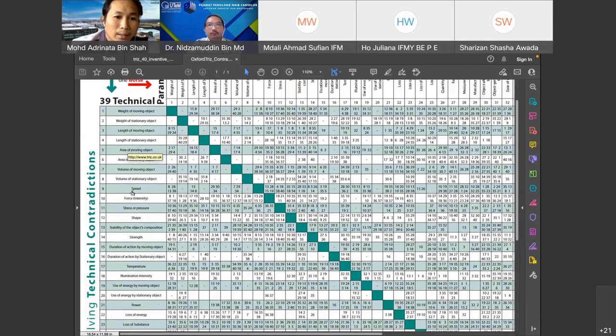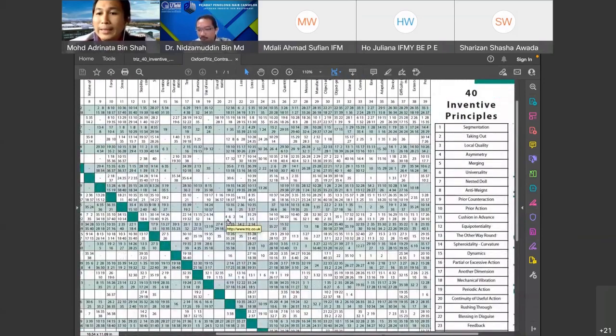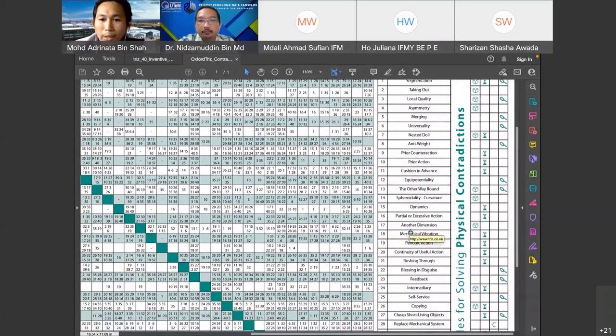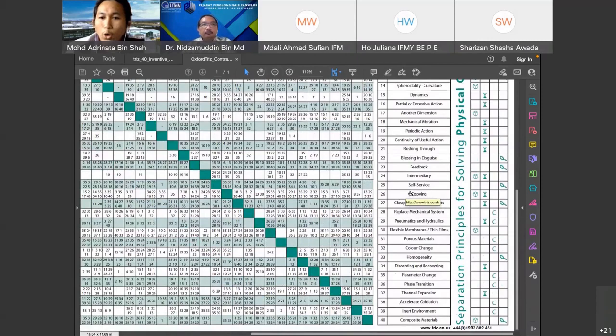Strength is number 14. So 14 versus number 2 gives 40, 26, 27, and 1. 1, 40, 26, 27. These are the inventive principles, the general solution that we need to know. So inside the matrix, we have 1, 40, 26, 27. Number 1 is segmentation. What is this about segmentation? Number 2 is 26 and 27, copying.